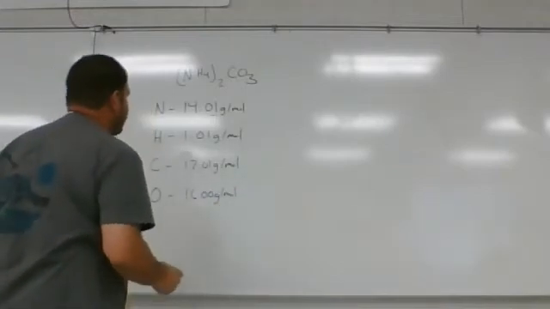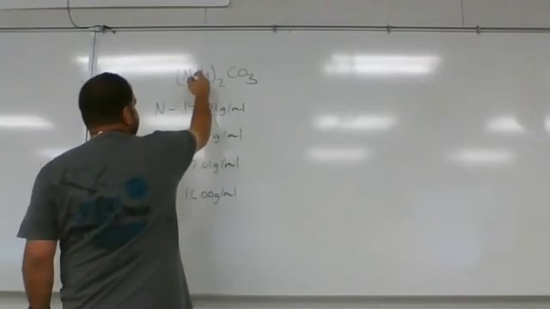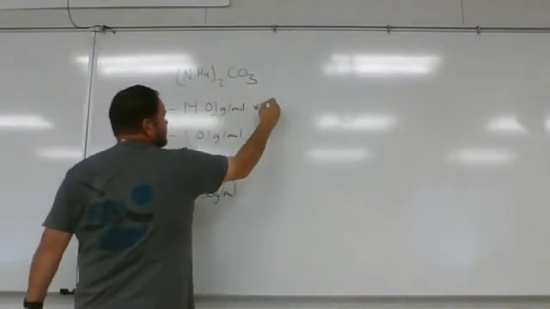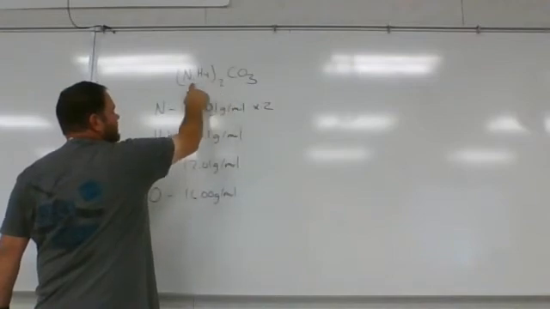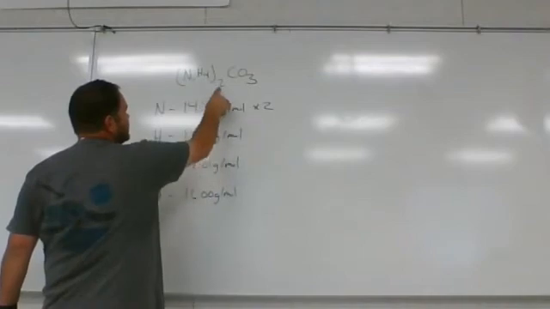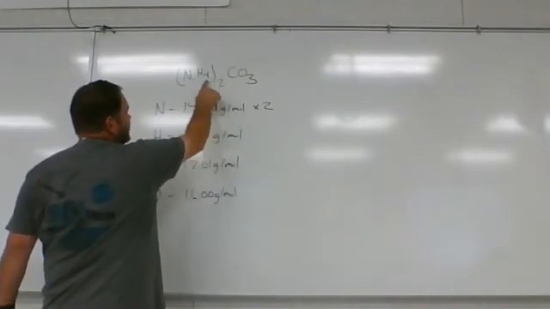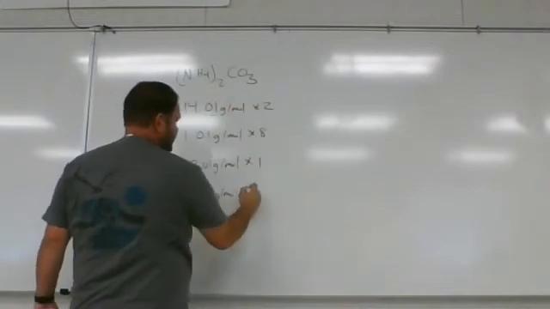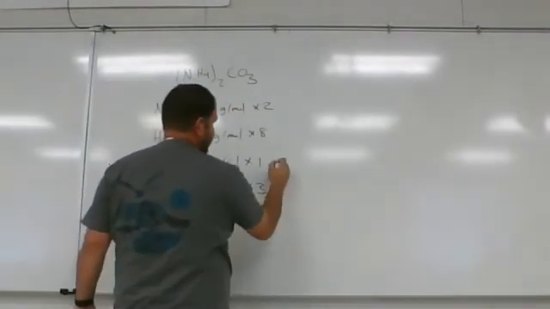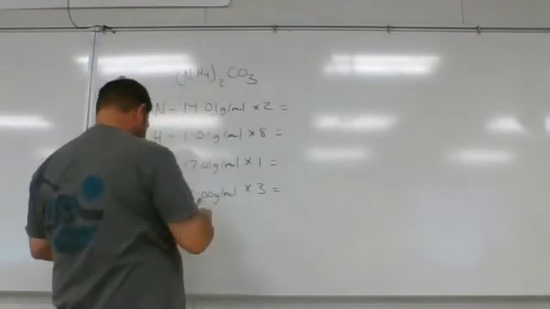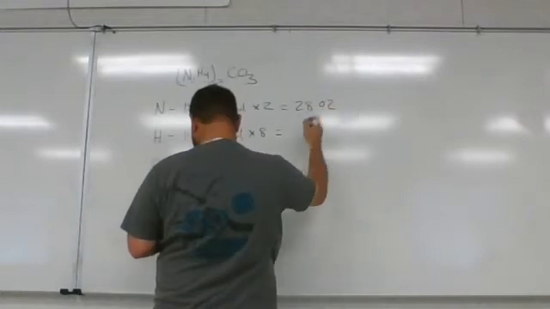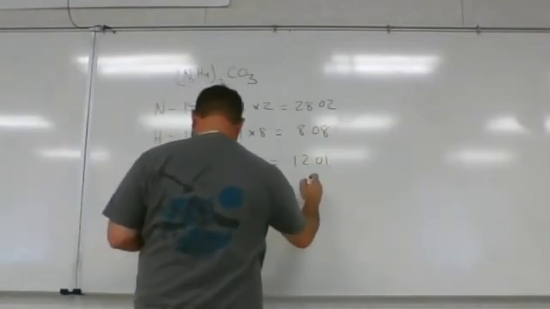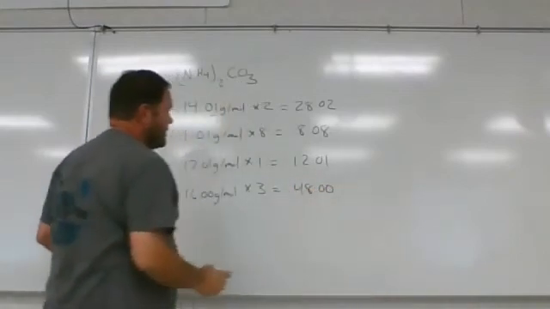Okay? Now, let's multiply. How many nitrogens do we have? Well, there's really a 1 there, right? So what we're going to do is take 2 times 1. That gives me 2. So I'm going to multiply by 2. So I take the 2 and I multiply everything inside the parentheses. So for hydrogen, it's going to be 4 times 2, or 2 times 4, and that should give me 8. I only have 1 carbon, and I have 3 oxygens that I need to multiply by, okay? So let's do that. This one is 28.02. This one is 8.08. This one stays as 12.01. And then I have 48.00. Okay, so there's those values.